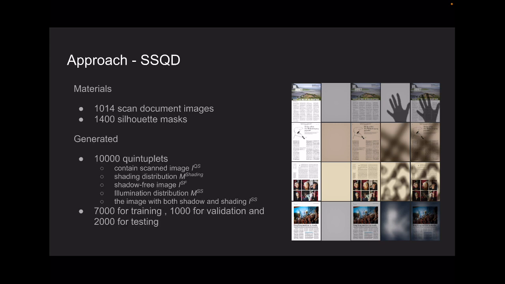Based on this process, we generate 7,000 triplets for training our network, 1,000 for validation, and 2,000 for testing. We call our dataset the Synthetic Scanner Quality Dataset, or SSQD. Here are four examples from our SSQD. With the synthesis process, we can generate various illumination conditions in a fast and flexible way.